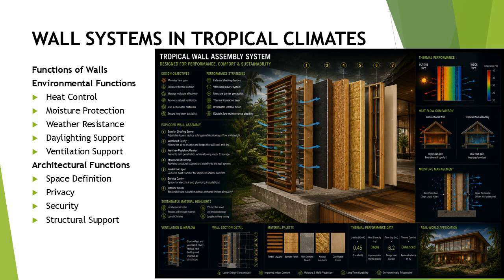In tropical climates, walls must balance competing objectives. We want protection from solar heat gain. We want moisture resistance. We want airflow. And we want daylight. These requirements often conflict with one another. The architect's task is to find the optimal balance. Wall design therefore becomes an environmental design exercise rather than merely a structural or aesthetic decision.